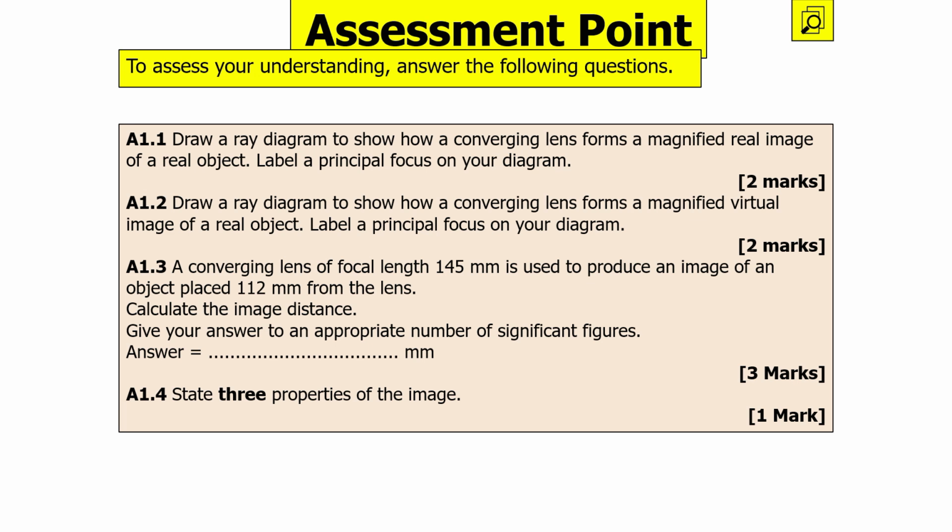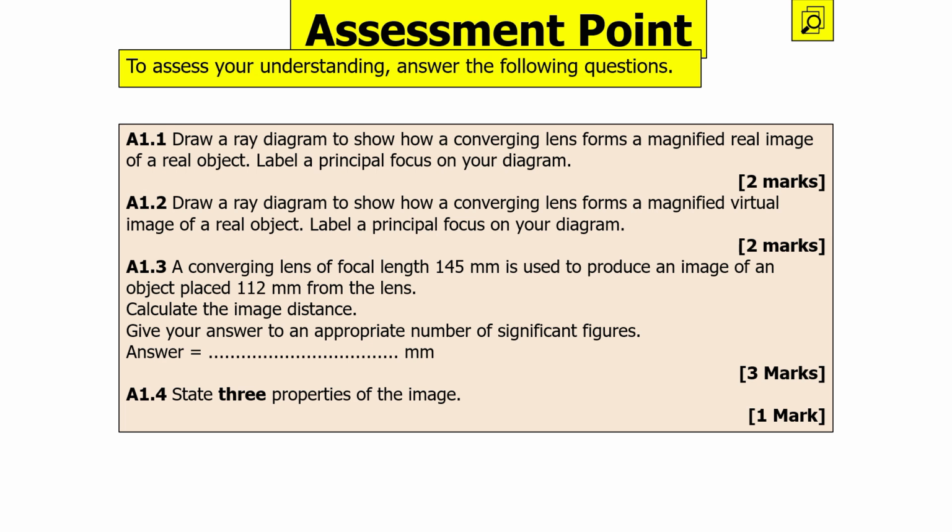The next question says, draw a ray diagram to show how a convergent lens forms a magnified real image of a real object. Label the principal focus on your diagram. Then draw a ray diagram to show how a convergent lens forms a magnified virtual image of a real object. Label the principal focus on your diagram.